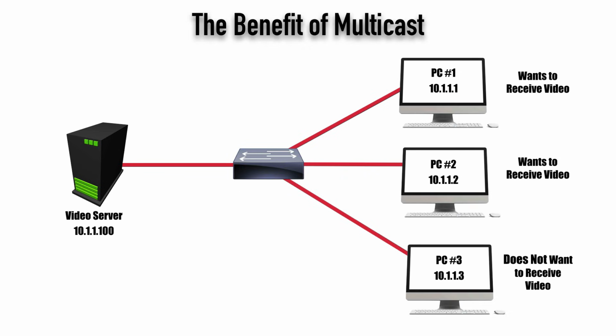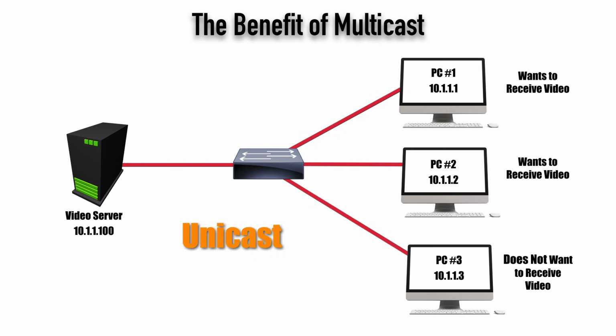What is multicast? What are the other options? Why do we want to do multicasting? Well, consider this. Let's say that we've got a video server and I've got 3 PCs, and I use that term PCs generically. You might say, hey, that looks like a Mac. That's not a PC. We've got these 3 different devices on the network, and 2 of these PCs want to receive video. And the third one, PC number 3, does not want to receive video. Let's think about different ways of getting the video to the PCs that do want to receive the video.